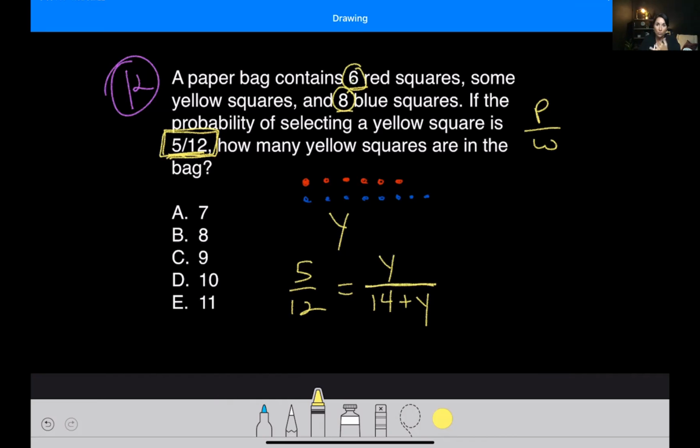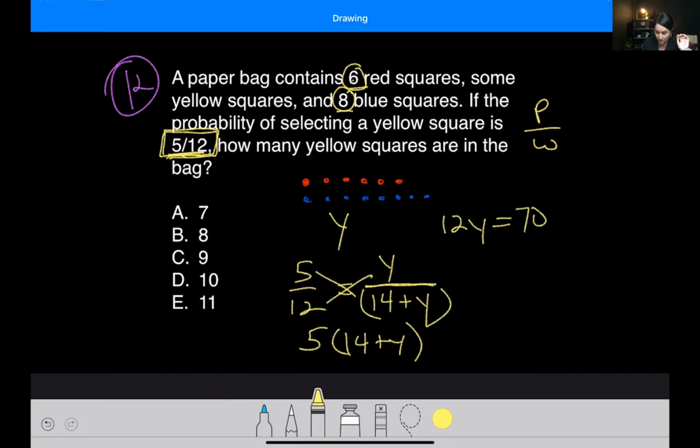I need the whole. I need the red, I need the blue, and I need the yellow. So what I can do here is cross multiply and solve. In this case, I get 12y, because 12 times y is 12y, equals, now be careful here. This is 5 times the quantity 14 plus y.